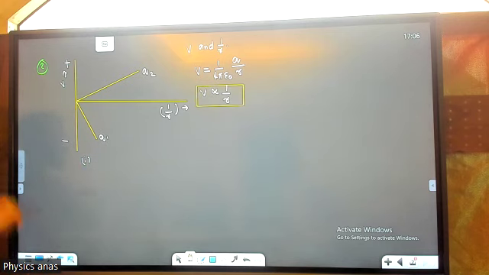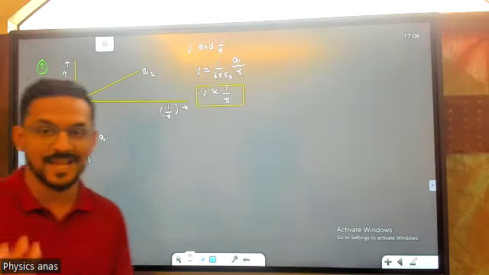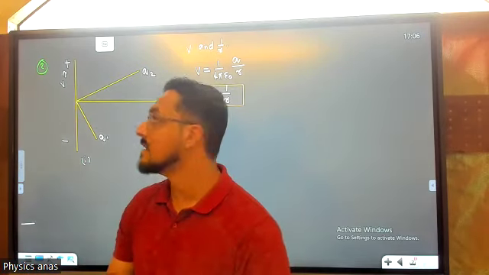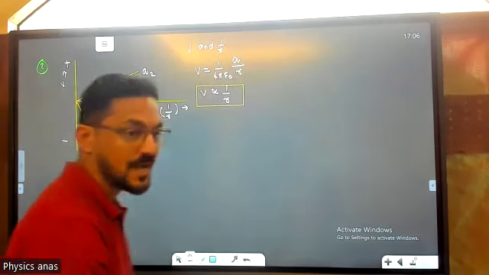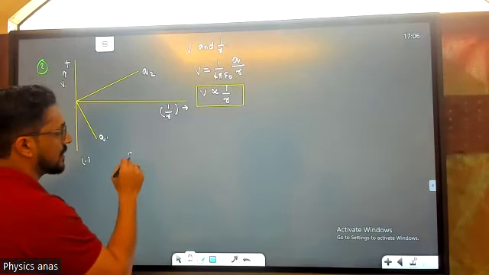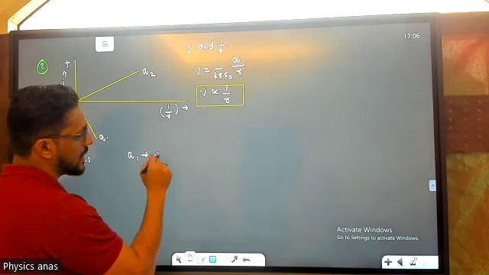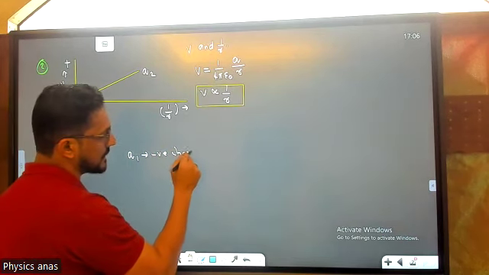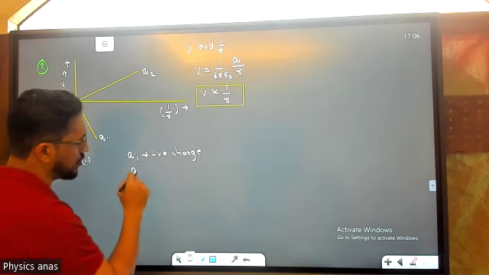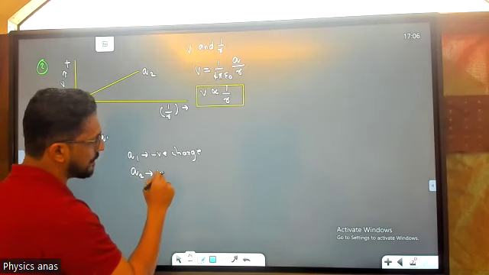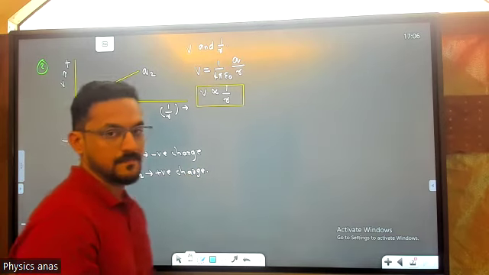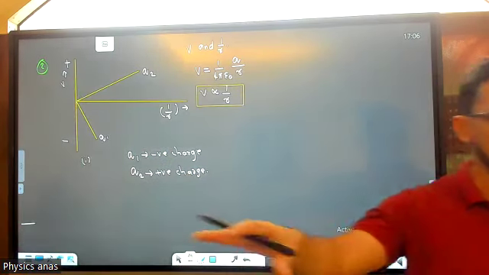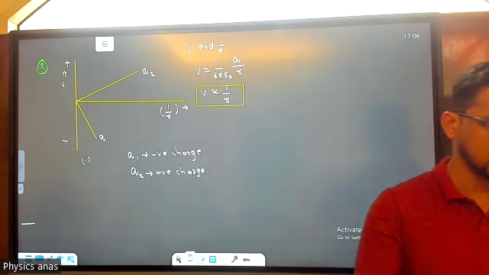So in the charges Q1 and Q2, what is the positive charge? What is the negative charge? Q2 will be the positive charge. Q1 will be the negative charge. Did you get it? Q1 is a negative charge, and Q2 is a positive charge. Did you understand that? So that's the first answer to the first question.